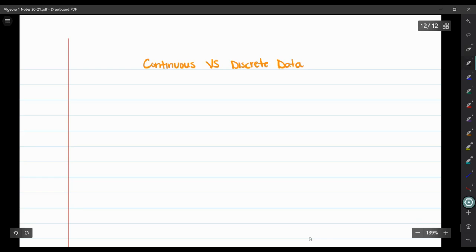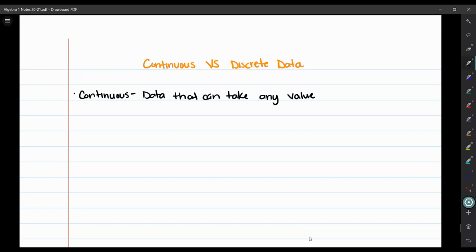Continuous versus discrete data. So let's do some definitions. First, let's talk about what continuous means. Continuous data is data that can take any value. Whole numbers, decimals, fractions, infinite fractions. So basically this means that fractional pieces are reasonable.